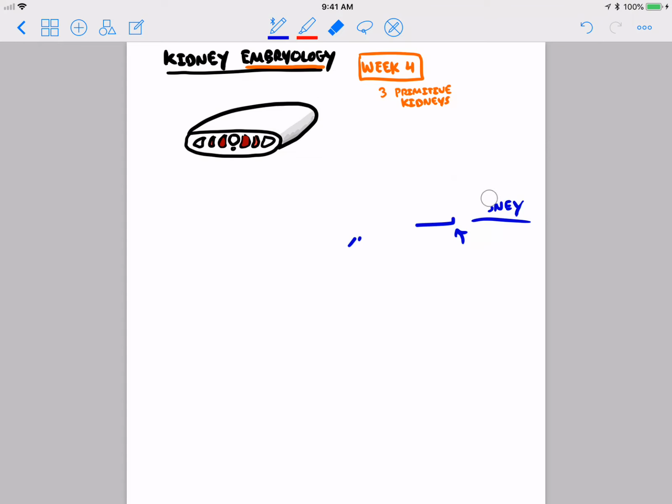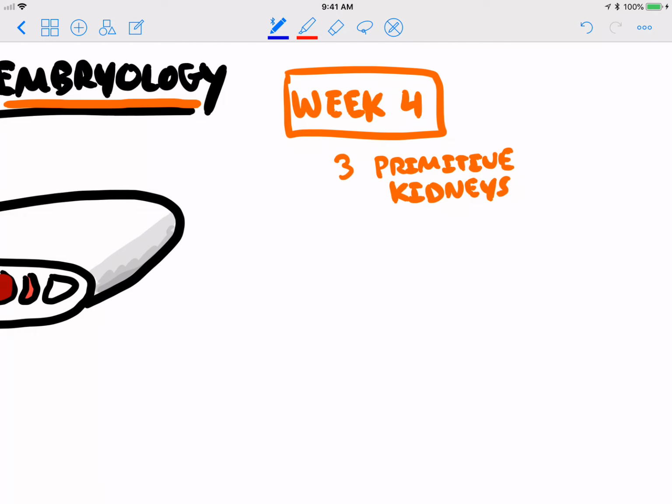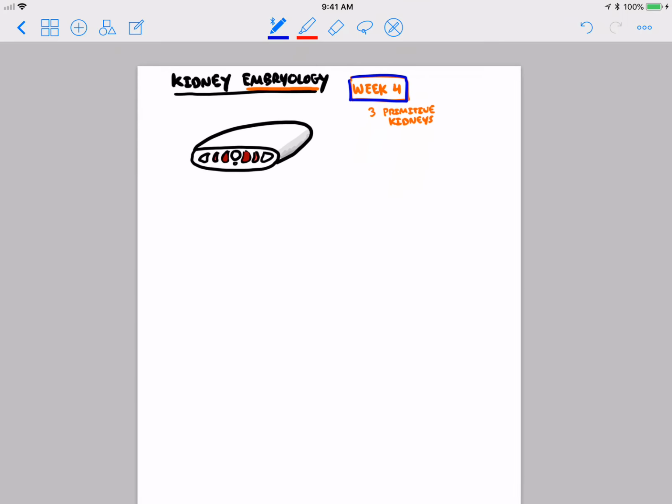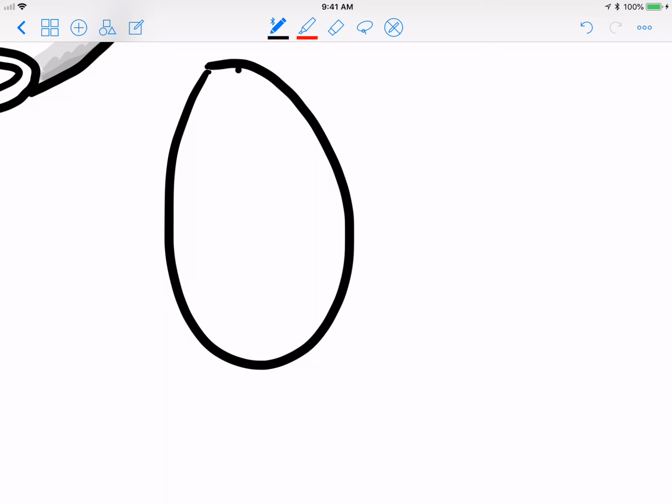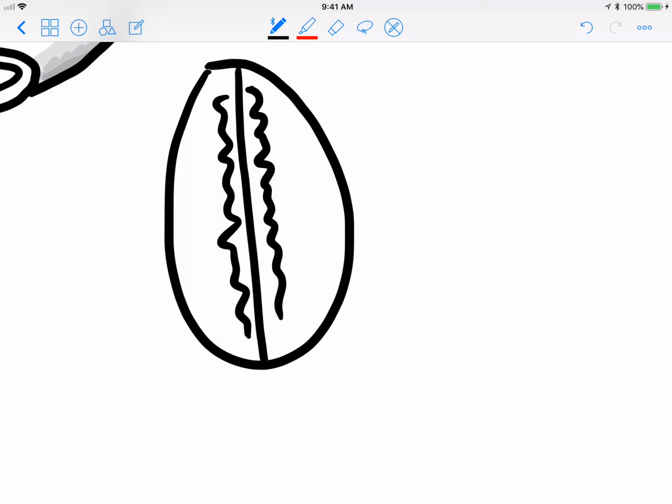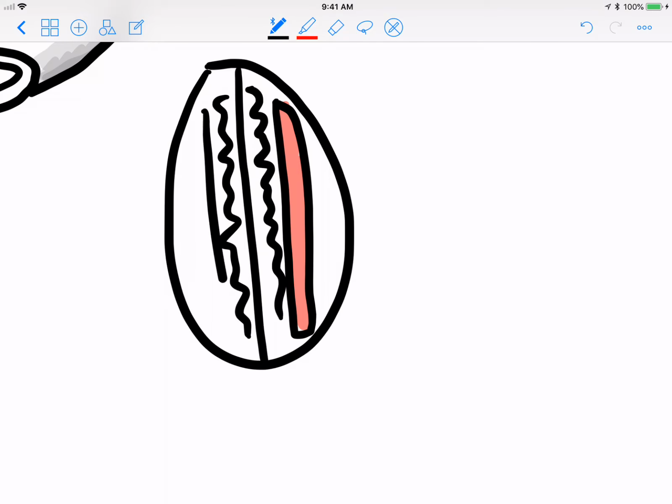So how does all of this get underway? So we talked about at week 4, we first develop the pronephros. So if you remember, I drew out a trilaminar disc over here, but let's take a look at it from a bird's eye view. So if this is our bird's eye view, this would be our notochord, these would be our somites on either side. Then we get our intermediate mesoderm, and I'm going to highlight this here because this is really important for this. And this is happening on both sides, intermediate mesoderm. And then you have our lateral plate mesoderm.